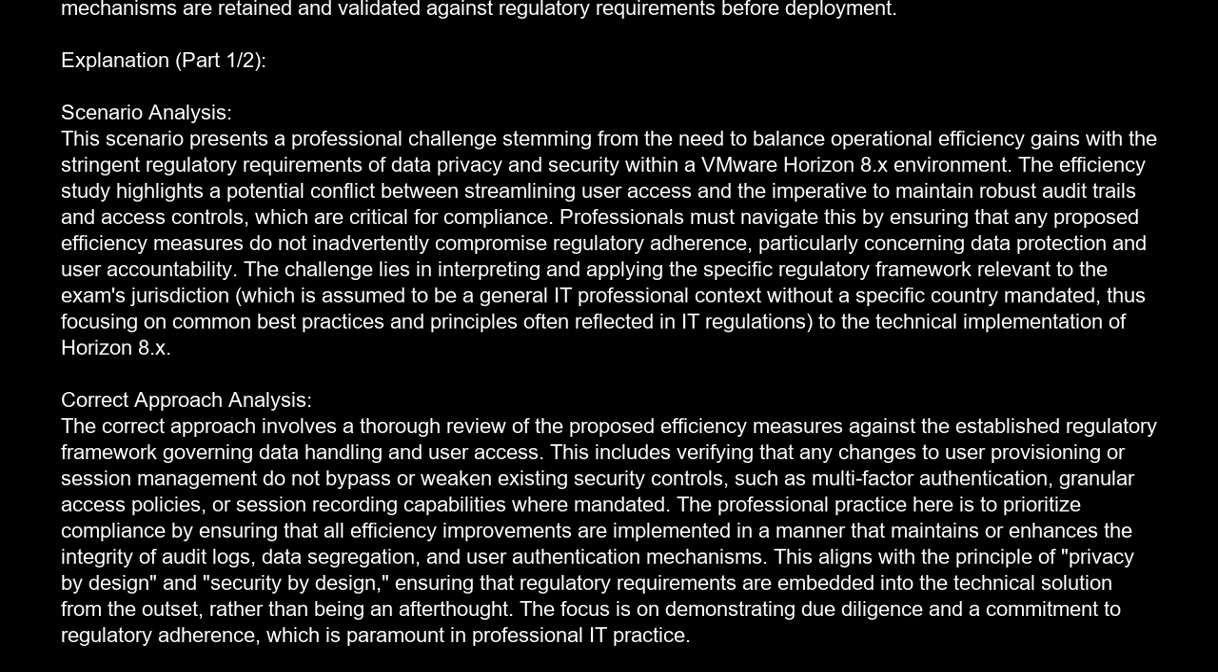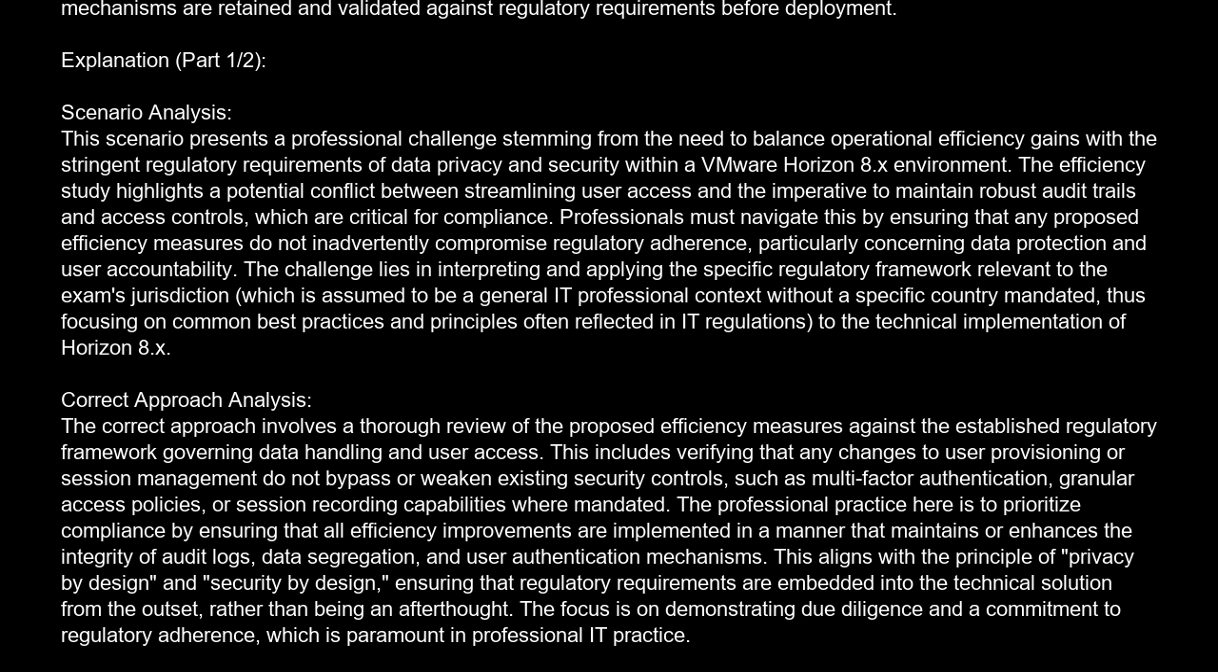Professionals must navigate this by ensuring that any proposed efficiency measures do not inadvertently compromise regulatory adherence, particularly concerning data protection and user accountability. The challenge lies in interpreting and applying the specific regulatory framework relevant to the exam's jurisdiction, which is assumed to be a general IT professional context without a specific country mandated, thus focusing on common best practices and principles often reflected in IT regulations, to the technical implementation of Horizon 8 X.